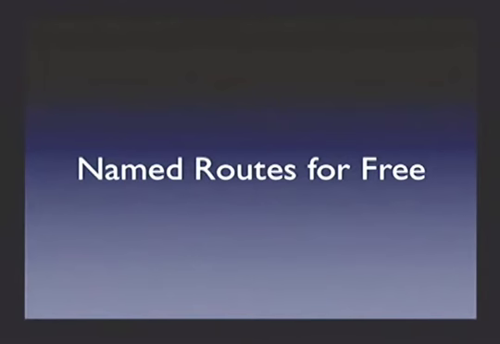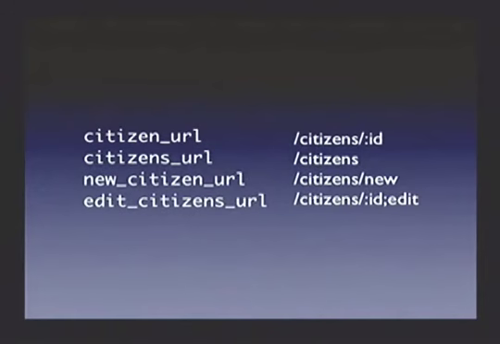But if you use map.resources, you immediately get these. So we get citizen URL, citizens URL, new citizen URL, and edit citizen URL. And using these and the four HTTP verbs, we can do any create, read, update, delete action we'd like to. So let me show you a code example real quick, and this will make a little bit more sense.